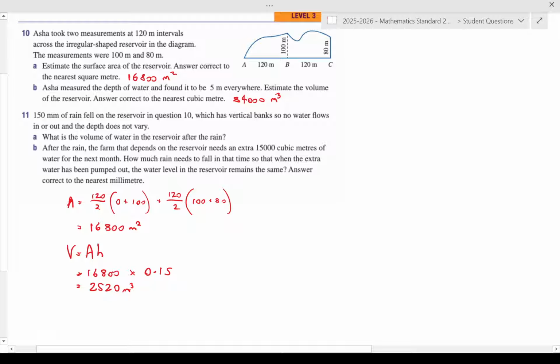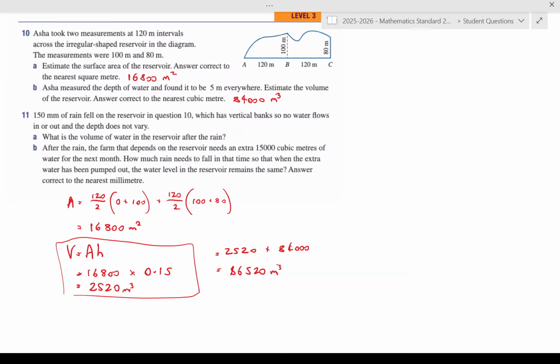Now, obviously, that is just from the 150 millimeters rain. So we have to do that 2,520 plus the 84,000 that we got from question 10B, which gives us the actual total of 86,520 cubic meters. So from what I can tell from your email, you actually did that and got that right. So that's not a problem. So we're moving on to question B, and this is the one where you had the issue.